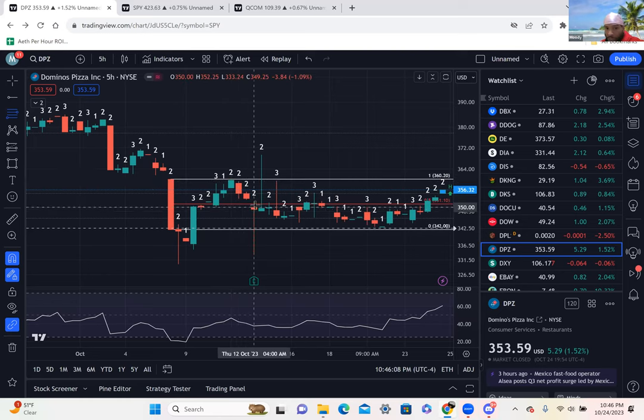When it breaks the 50% retracement, we can see that it opened up and it wicked a little bit. You could take rejections off of that one and come back down, because you know that it just broke that level.